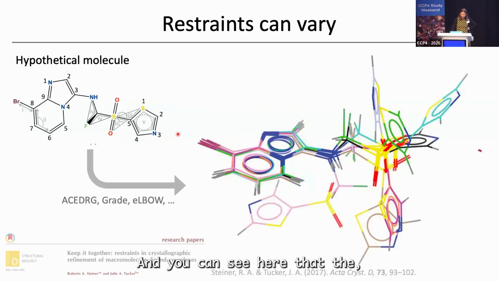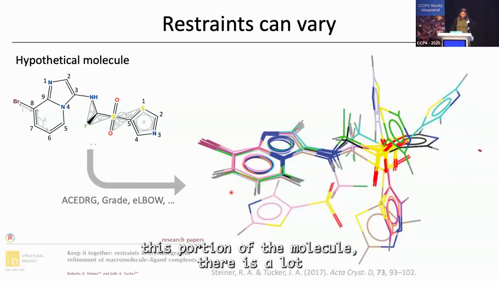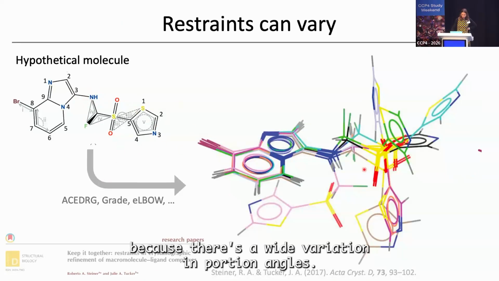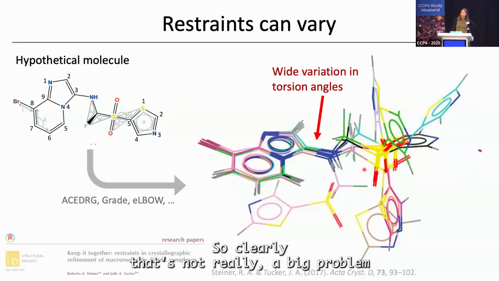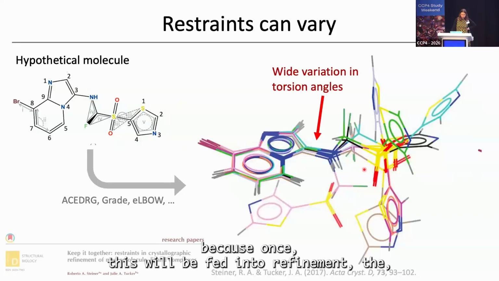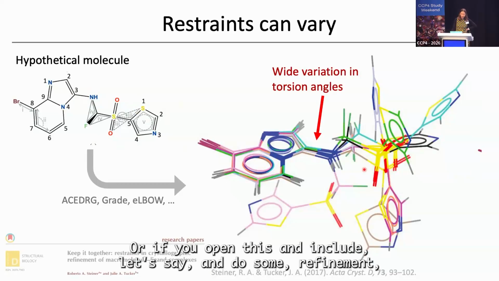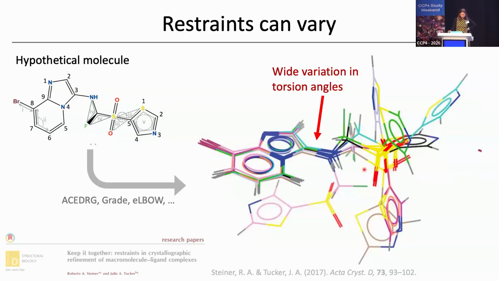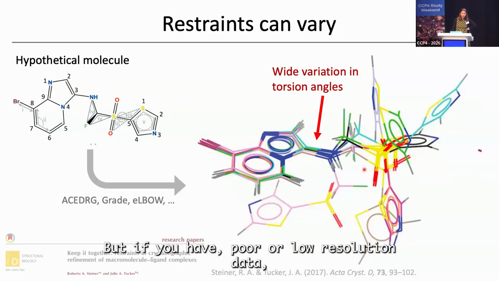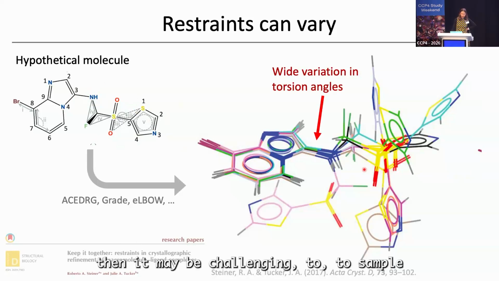And you can see here that this portion of the molecule varies a lot because there's a wide variation in torsion angles. A priori, that's not really a big problem because once this is fed into refinement, the conformational space can be sampled by the refinement program, or if you open this in Coot, let's say, and do some real space refinement. But if you have poor or low resolution data, then it may be challenging to sample into that correct space.